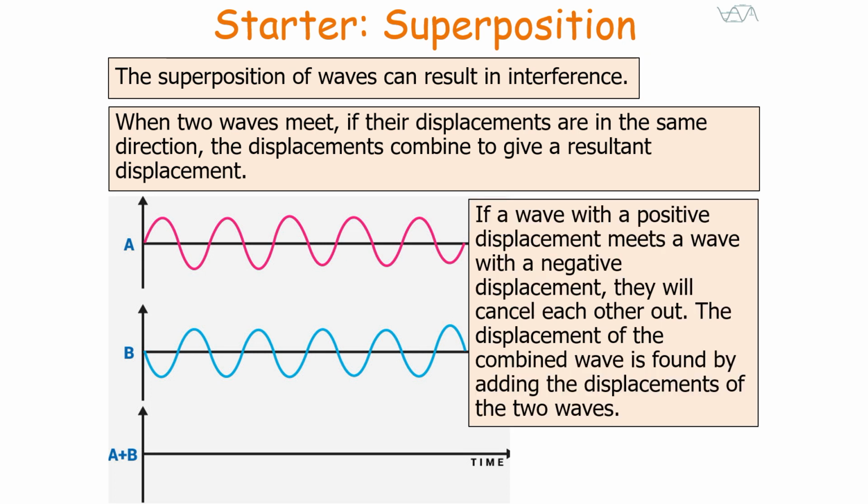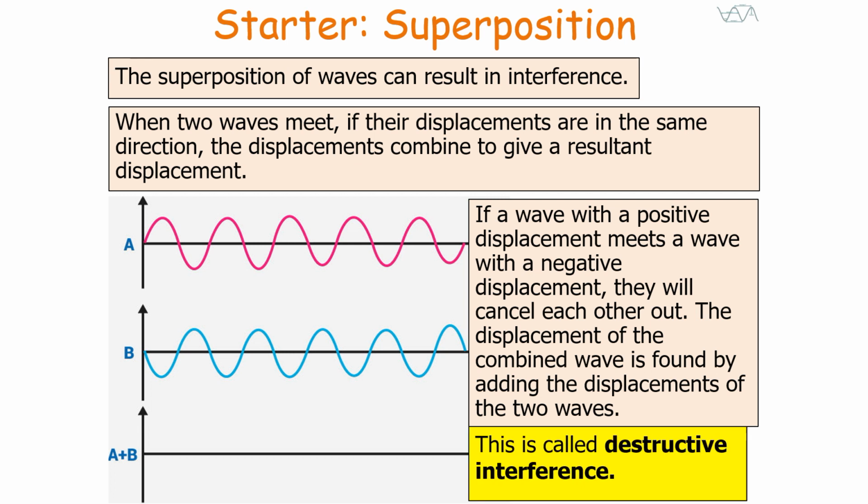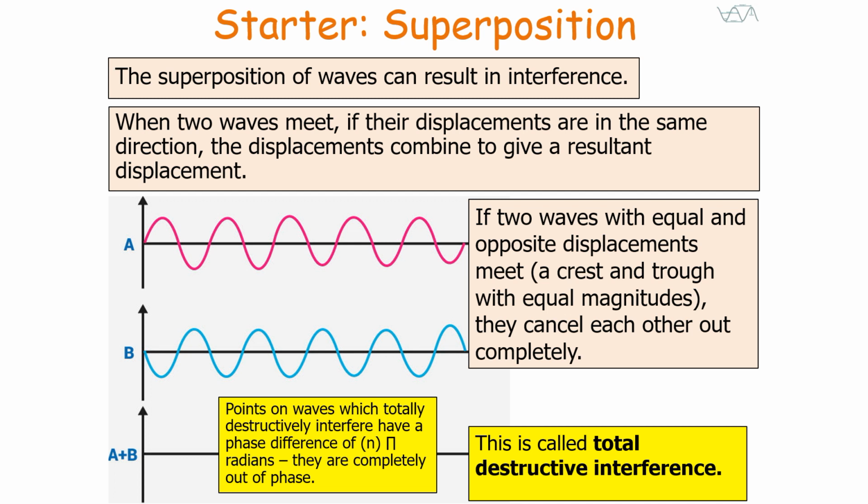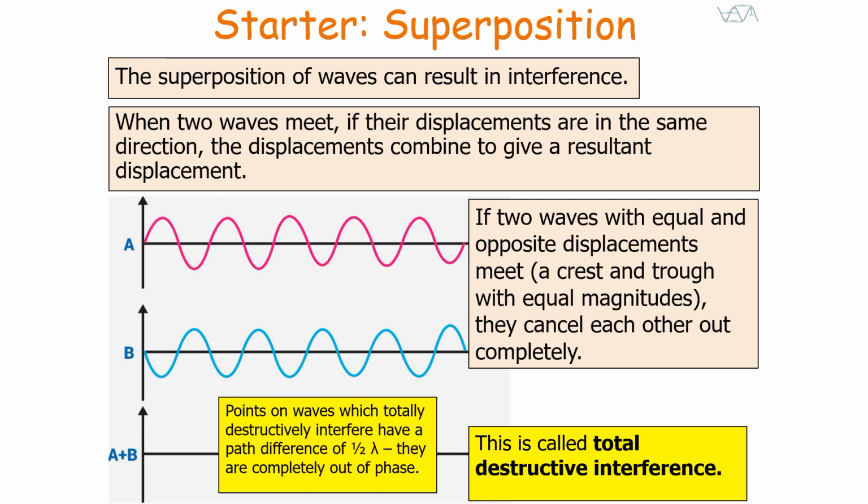Now if a wave with a positive displacement meets a wave with a negative displacement, they'll cancel each other out. The displacement of the combined wave is found by adding the displacements of the two waves. So if one's a plus and one's a minus, they'll equal out, if it's the same value, to be 0. This is called destructive interference if they just cancel through, but if they cancel through completely to equal 0, we call it total destructive interference. Total destructive interference will occur when points on waves have a phase difference of pi radians or any multiple of that. They're completely out of phase. So the phase difference is that of half a wavelength or any multiple of that.